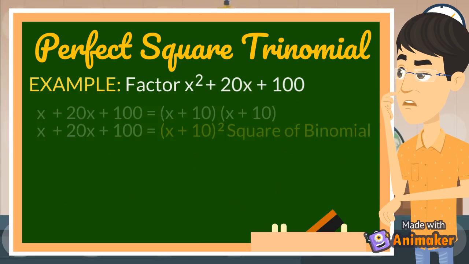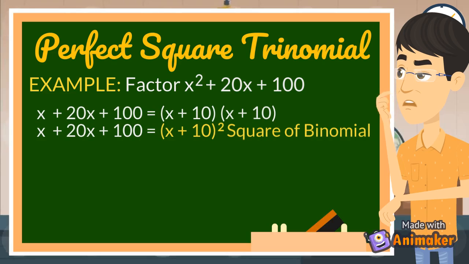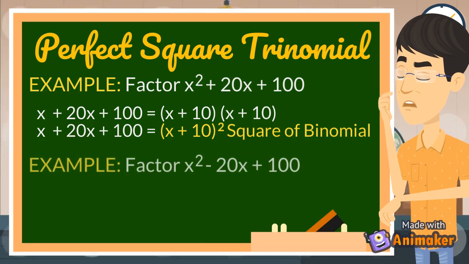Since the first and last terms are perfect squares, simply get their square roots. We have x and 10. Applying the factoring technique, we can rewrite the expression as the quantity x plus 10 squared, since all the operations are addition. Next example is factor x squared minus 20x plus 100.